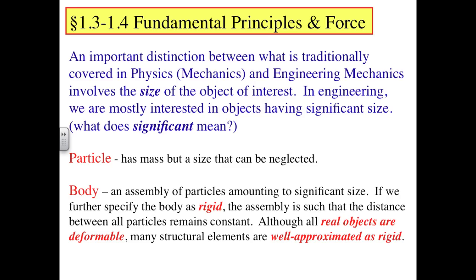In contrast, a body is an assembly of particles amounting to significant size. The designation of size as significant depends on the eccentricity of forces applied to the body relative to its center. The presence of such eccentric forces tends to impart rotation in addition to translation, and constraining a body against rotations requires an additional set of equilibrium equations to supplement force equilibrium.